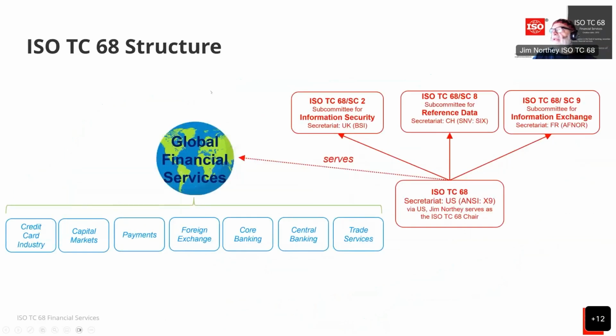Just to give you a breadth of TC68, we cover the credit card industry, capital markets, that's trading stocks, bonds, other equities, payments, foreign exchange, core banking, central banking. And then we also have a remit of trade services, but it's an area which is really underserved by TC68 now. Given the technological direction of where some of the things that UNECE-IEC-ISO is going, and we have a long history working with UNECE-IEC-ISO, we might be able to do some more work there in the future. So let's go to the next slide here.